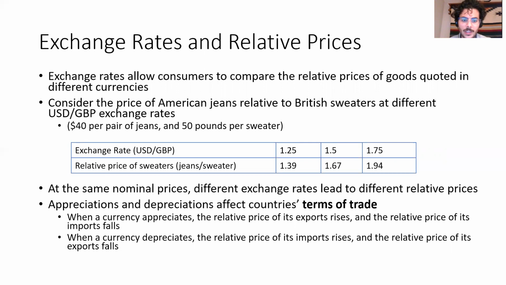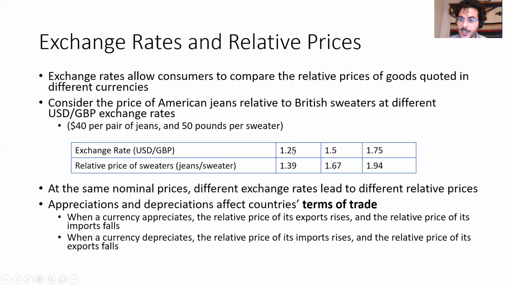So if the direct exchange rate is 1.25, that means that there's $1.25 per pound. The relative price of sweaters, or the opportunity cost of sweaters, meaning how many pairs of jeans we give up, is going to be 1.39. So one British sweater costs us 1.39 pairs of American jeans.